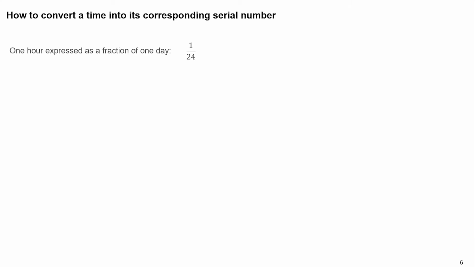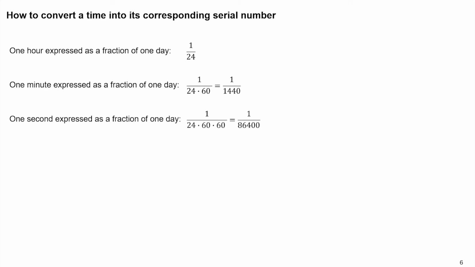As 1 hour is 1/24 of a day, it is equivalent to 1/24. A minute is consequently equal to 1/24 times 60, or 1/1440, as 1 hour consists of 60 minutes. A second is finally equivalent to 1/24 times 60 times 60, or 1 over 86,400, as a minute consists of 60 seconds.